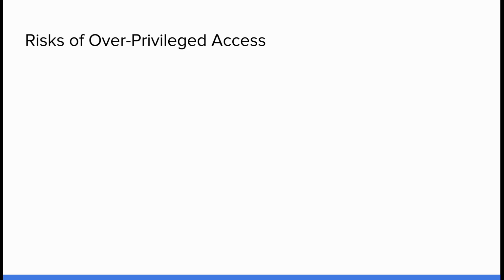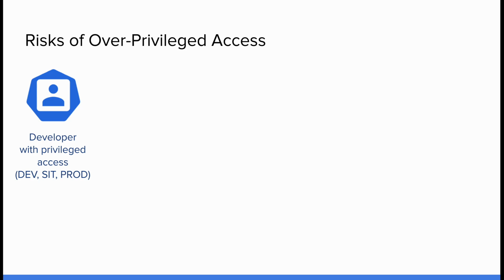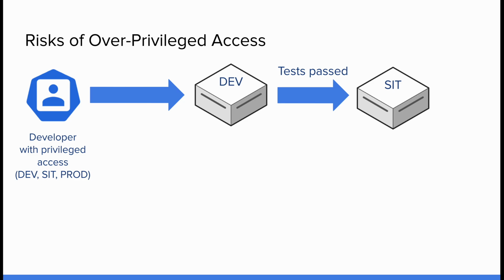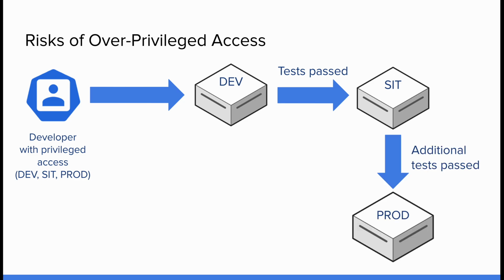Now let's cover the principle of least privilege, which is a very important concept to understand for the professional data engineer exam and working in cloud in general. Consider a situation where a developer has privileged access to the dev, sit, and prod environments. In this development workflow, they would push code to the dev environment. Then once tests pass, the code would be pushed to sit, and once additional tests pass, the code would be pushed to prod. That's how it should work normally.